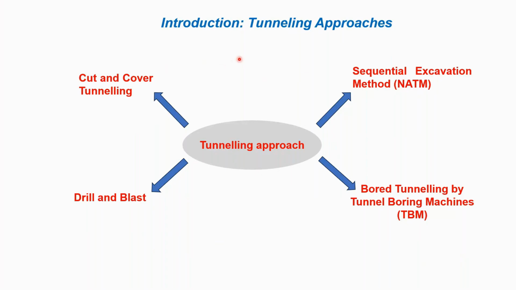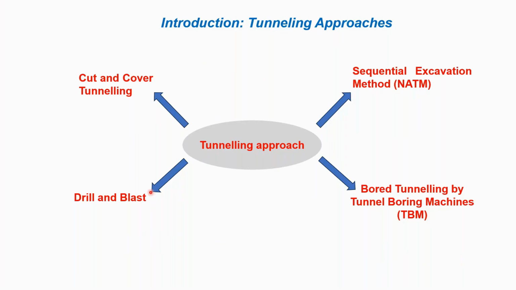So now we will move towards the various kinds of tunneling approaches. Once the tunnel alignment and geological conditions are known, the next step is to select an appropriate tunneling approach. The choice of this tunneling approach depends on factors such as tunnel depth, ground conditions, groundwater, tunnel size, and project economics. So in this way, tunneling approaches can be classified into different categories like cut and cover tunneling, sequential excavation method, bored tunneling by tunnel boring machines, and tunneling through drilling and blasting.